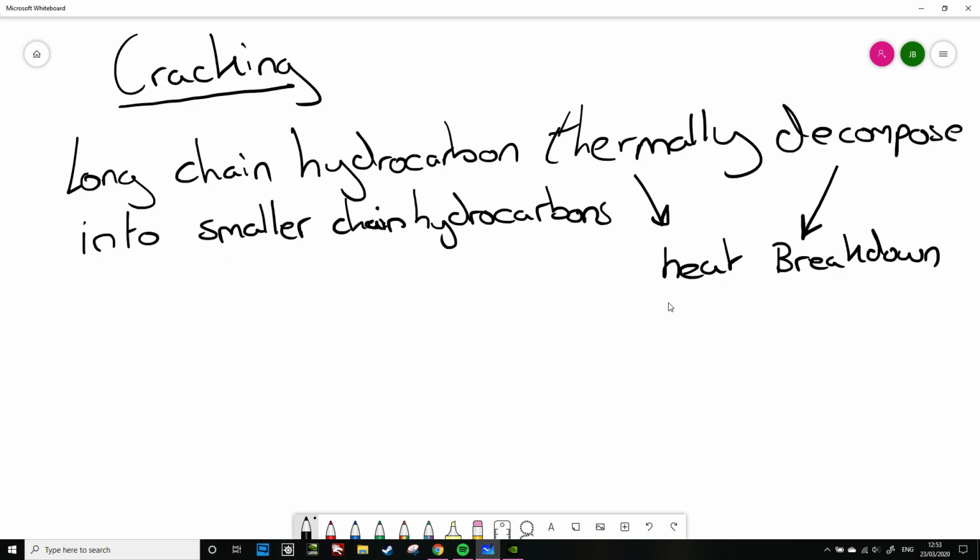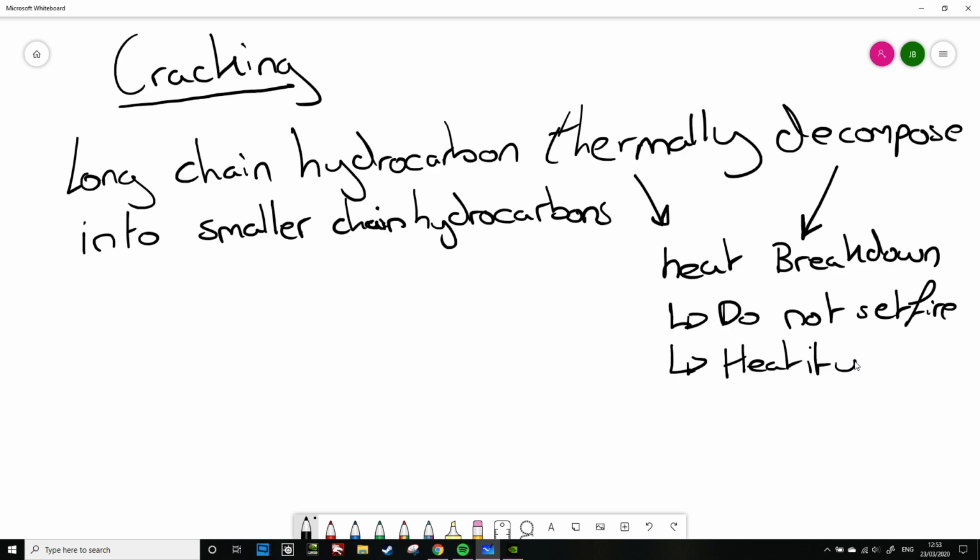Now that doesn't mean we set fire to it. Do not set fire. But it does mean that we heat it up. Because if we set fire to it, that is a combustion reaction, whereas thermal decomposition is breaking it down using heat. And you'll have a setup that looks a little bit like this.